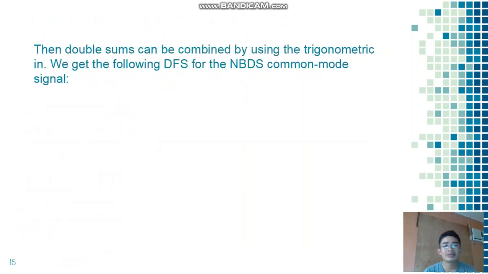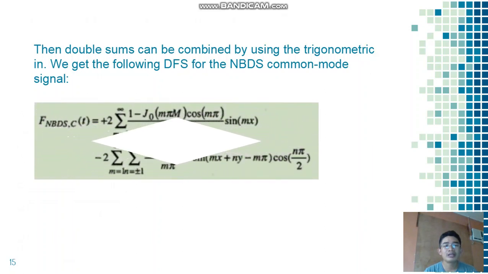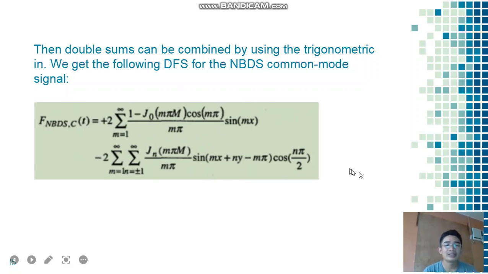Then, doubling the sum and combining by using trigonometric identities, we get the following DF of the NBDS common mode signal. This is how it formulates. You can pause this.